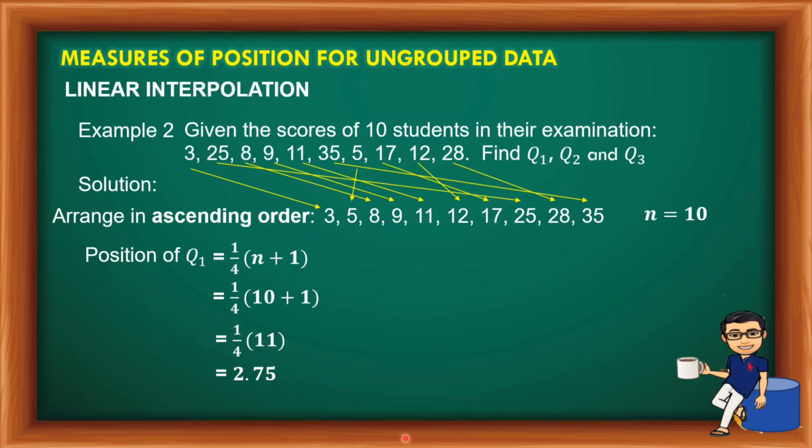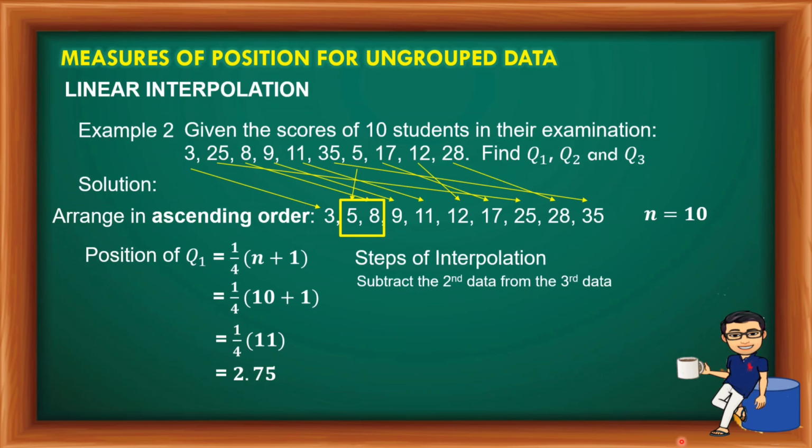So hindi natin i-round up o i-round down since we are using linear interpolation. This means to say that 2.75 is in between the second and the third position. So, alamin natin kung nasaan yung position na yon. So, ito ang first, second, third position. It is the possible position na makikita natin dito between 5 and 8 kasi sila yung nasa second position and third position.